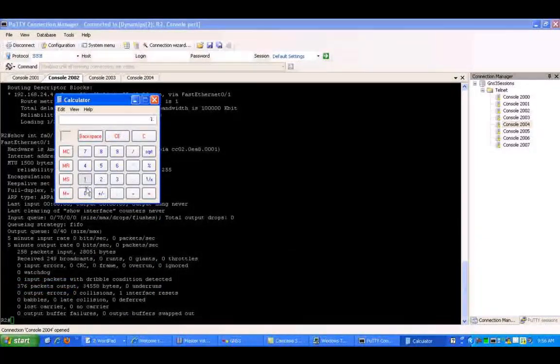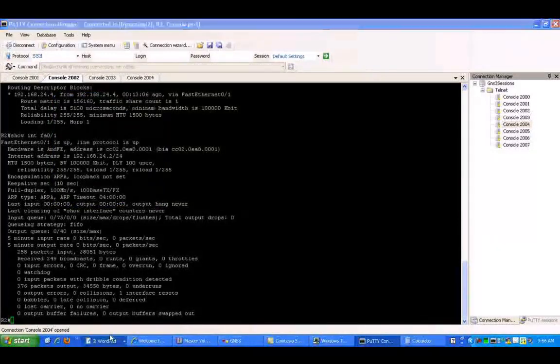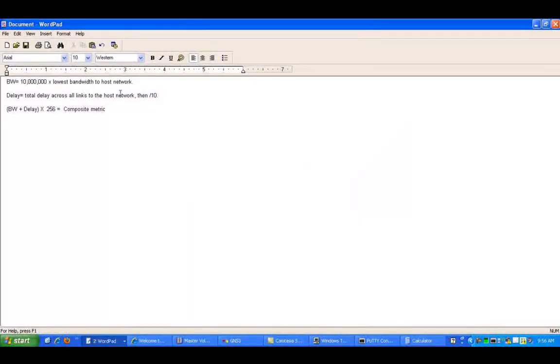So what we'll do is we'll open up the calculator. We'll do 10 million and divide that by 100,000, and that gives us 100. So what we'll do now is we will go under our WordPad, and we know that the bandwidth equals 100, so now we have to get the delay.